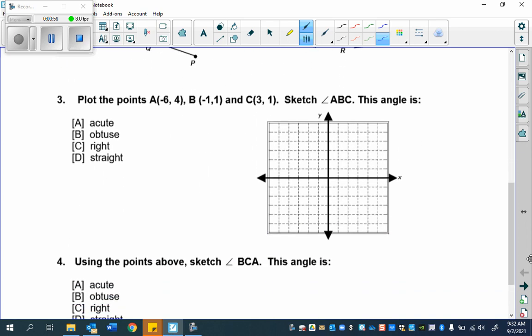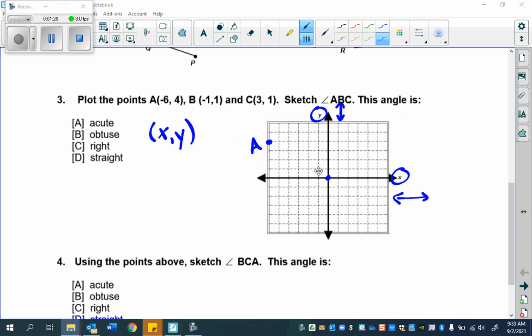Number 3, plot the points. We understand our XY coordinates. We start graphing from the origin, and our X values show us how far left or right to go, and our Y values show how far up or down to go. So for point A, I need to travel -6, up 1, 2, 3, 4, which puts A right here.